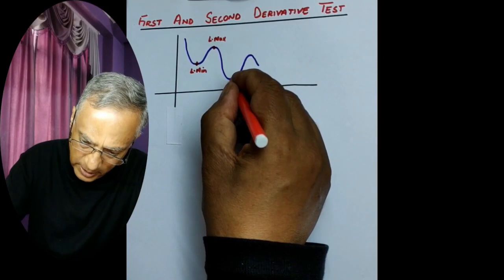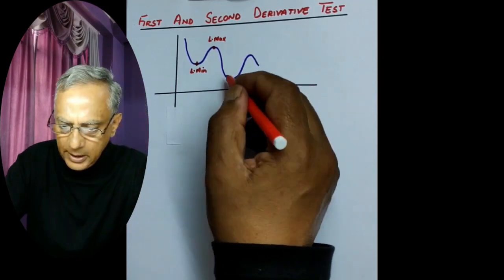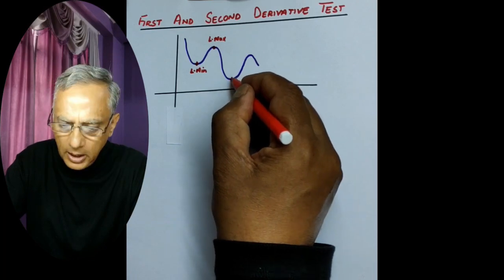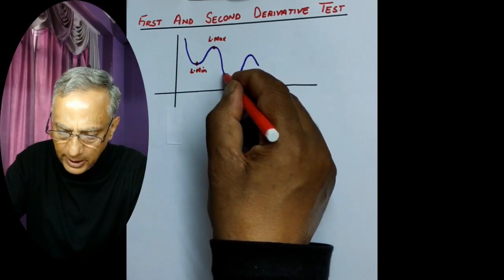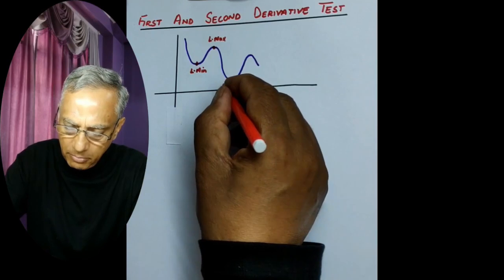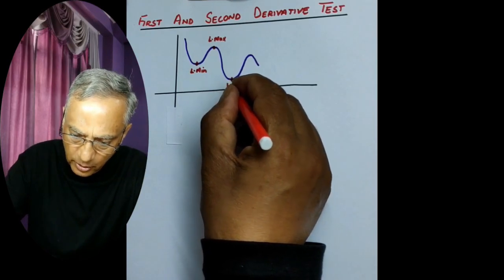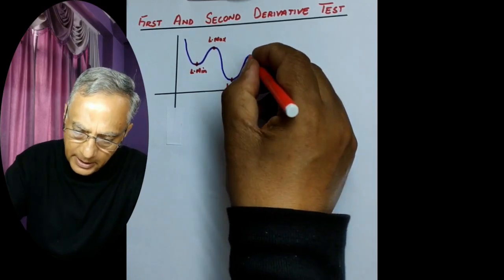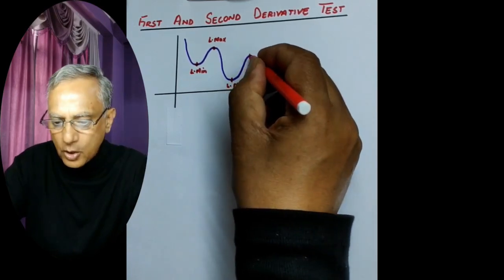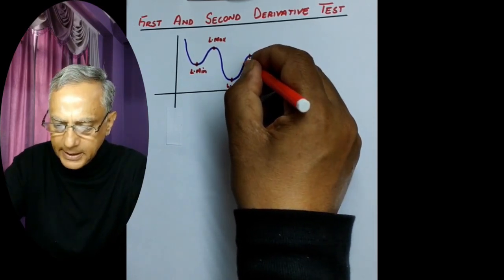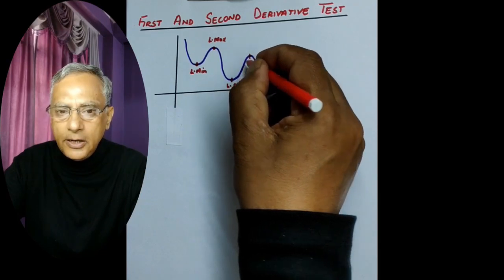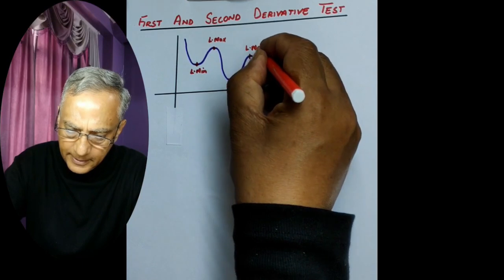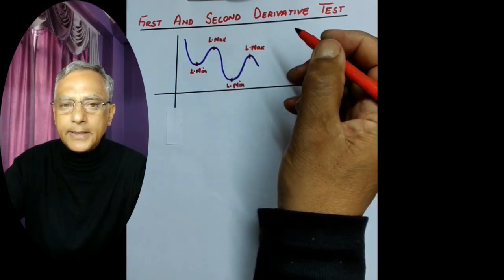And similarly, you can note this value is minimum in its neighborhood. All other values are greater than this value in its neighborhood. So this value is local minimum. And similarly, this value is local maximum because it is greater than all other values in its neighborhood.